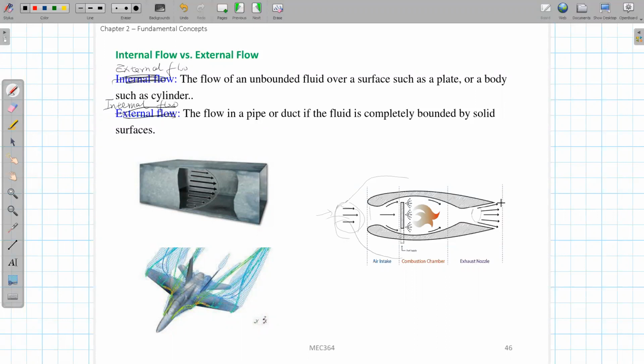But after this, the reactive gas combustion results are exhausted out, and then it becomes external flow again. So external flow here, external flow here, but internal flow inside. Sometimes it's a combined situation. So this is one way you can classify the different types of fluid motion.